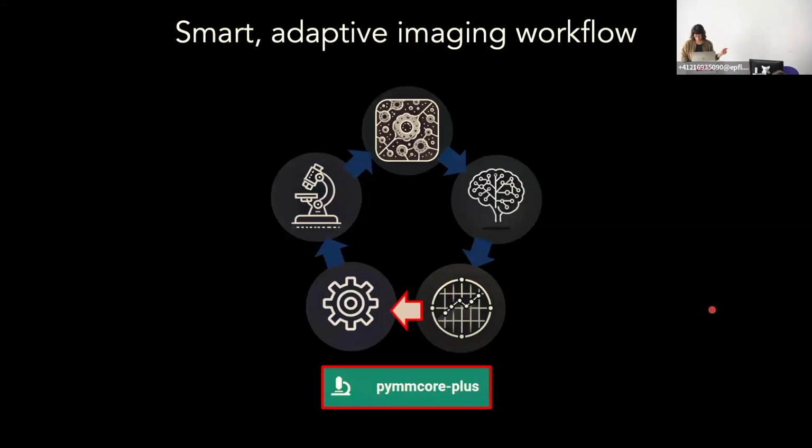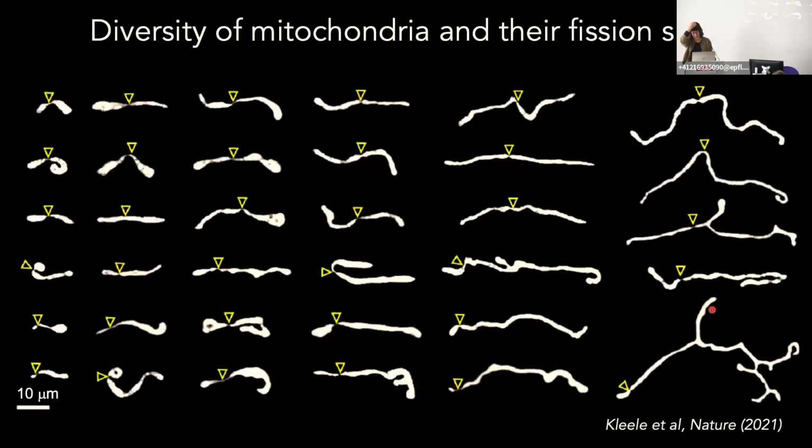We're working within an open microscopy framework with PyMM Core Plus as our control software. All right, so back to mitochondria. One of the things that we were really curious about with mitochondria is their life cycle, as I've mentioned. One of the patterns that we initially started to study is where and when do mitochondria divide?